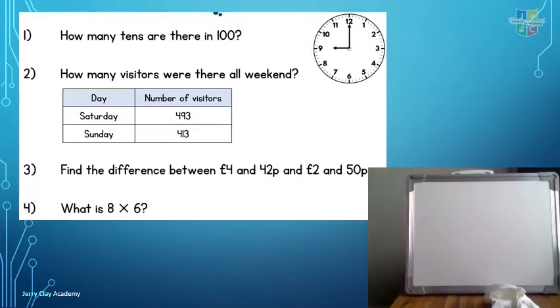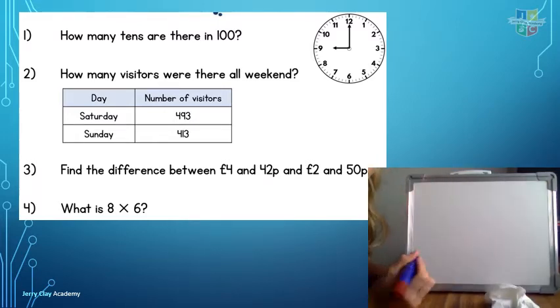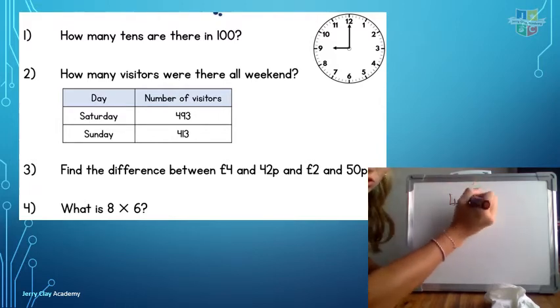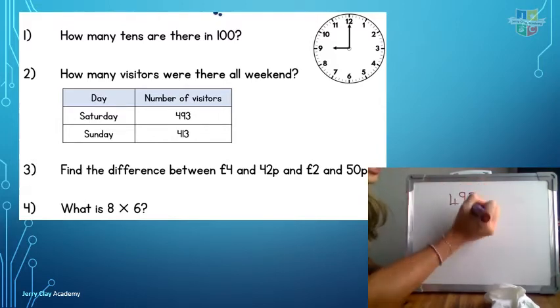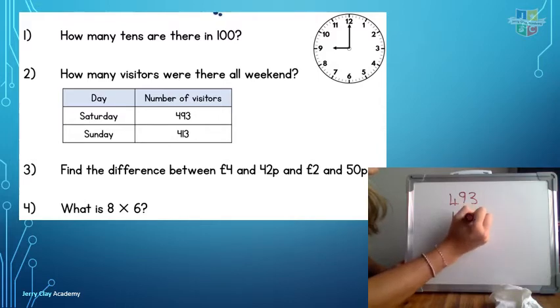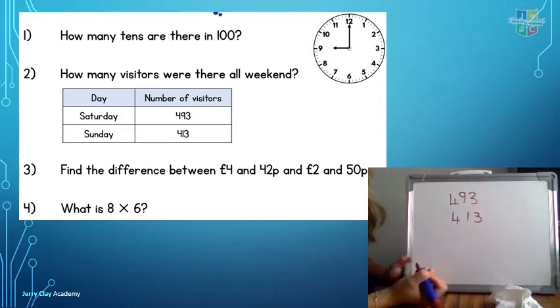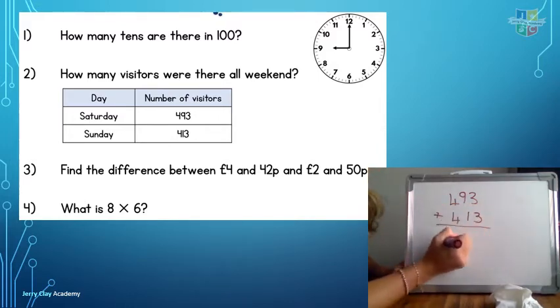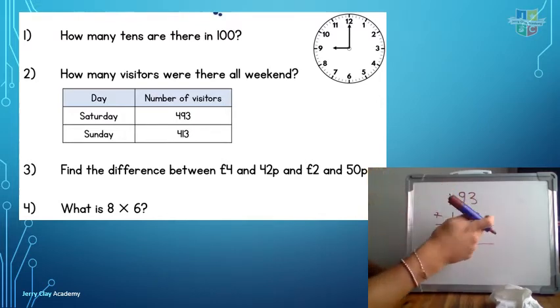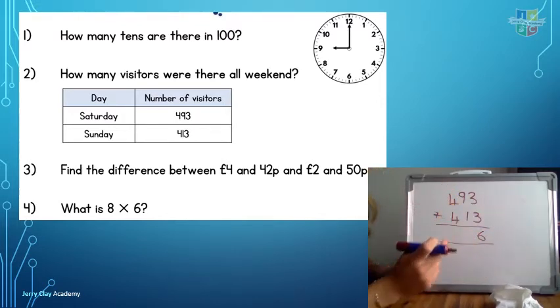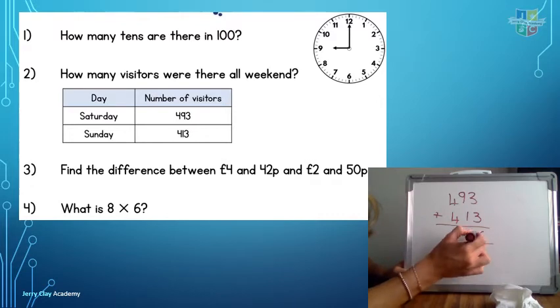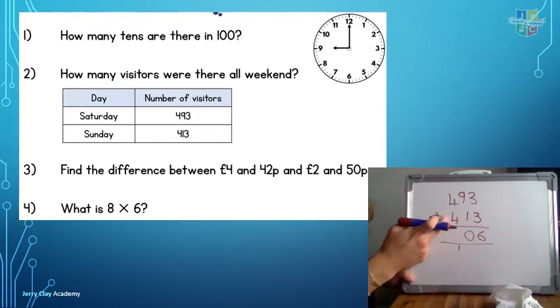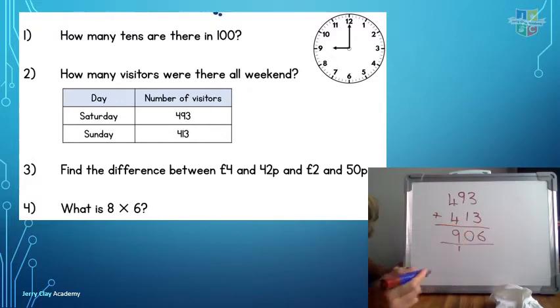Okay, number 2, how many visitors were there on the weekend? Well, on Saturday there were 493 and on Sunday there were 413. So if we wanted to know how many visitors there were all together, we would need to add them. 3 add 3 is 6, 9 add 1 is 10. Remember, we can't put 10 in the same column, so we'd have to exchange 10 tens for 100. 4 add 4 is 8, add your 1 is 906.